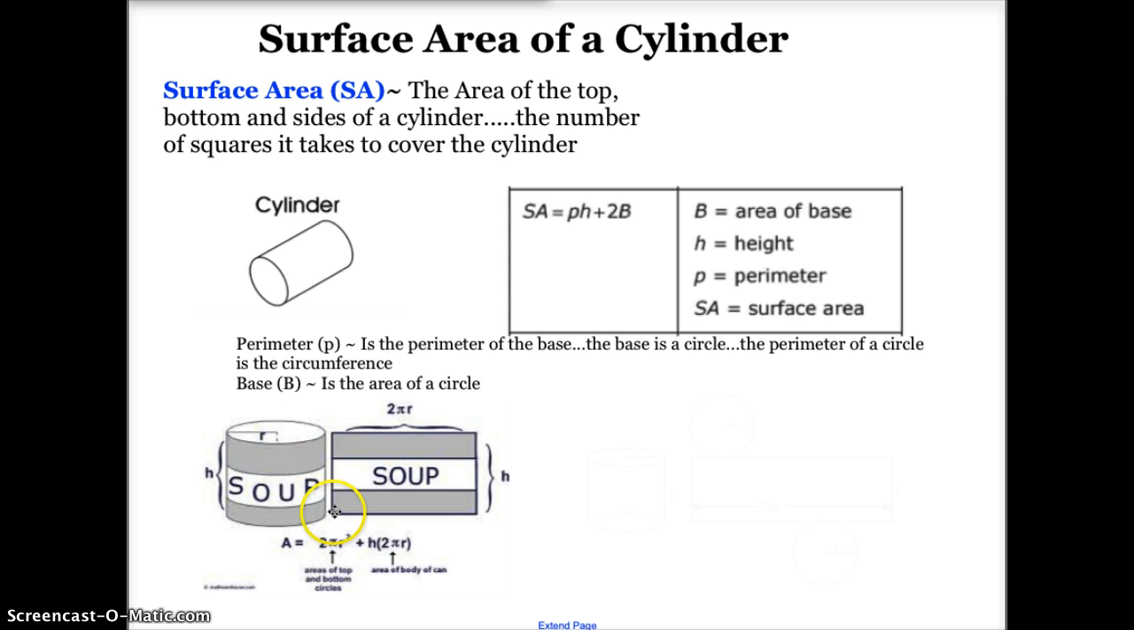The sides, or the label, this length across the top would be what wraps around the can. So that's going to be diameter times pi, or 2 pi r. The height is just going to be the height of that cylinder. Let's do a couple problems now.